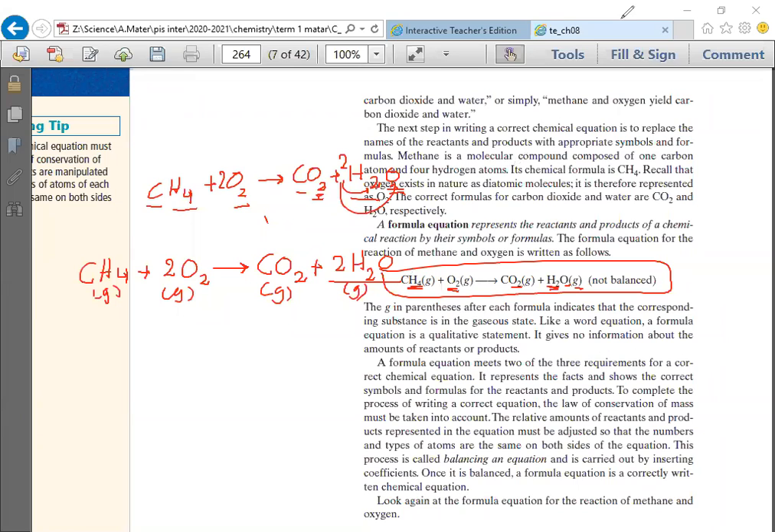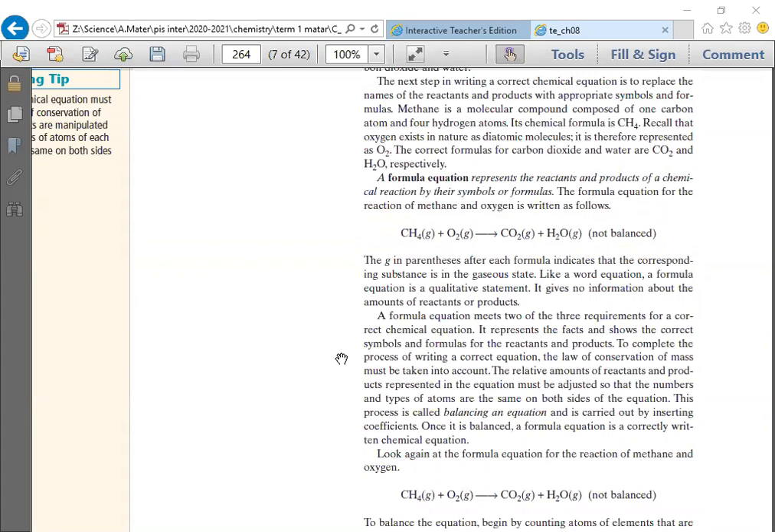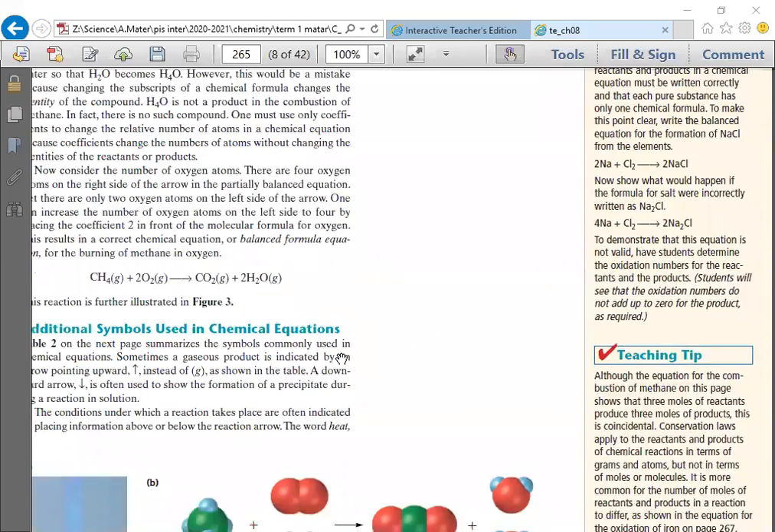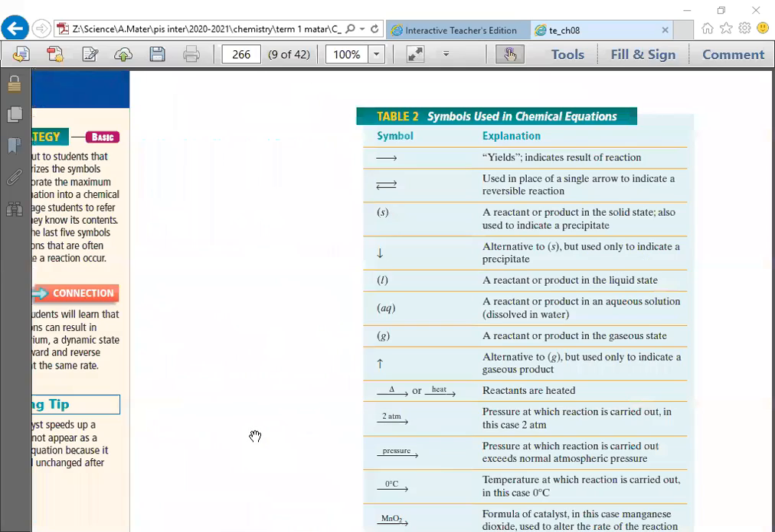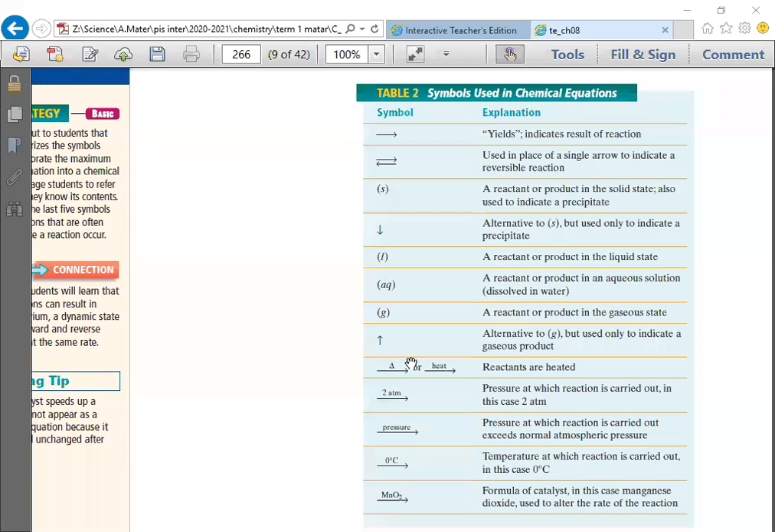To make it more clear, we have special signs that could be added in the formula equation beside the reactants and beside the arrow. This table represents some symbols that we could find in a chemical equation, and we must know the meaning. The arrow means yields, which refers to what the results will be. That means what is before the arrow represents the reactants and what is after the arrow represents the products.